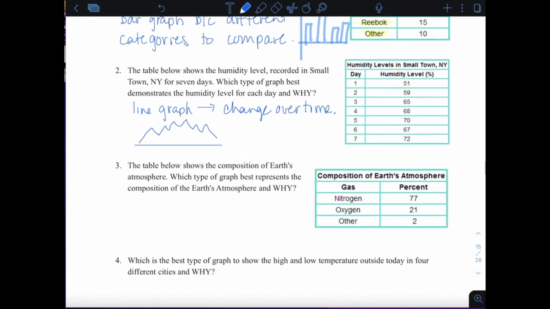And we want to think of this as kind of like a continuous variable, right? Because the humidity levels have to go through, like I can't go from 51 to 59 without going through 52, 53, 54, etc. So in that way, it's not like individual dots. It has to be connected by a line.